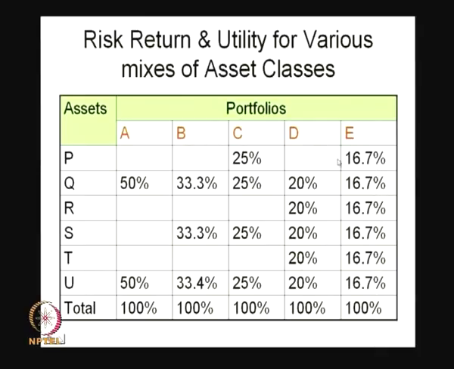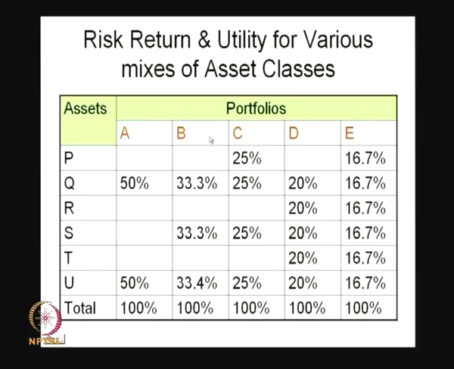Here we are not at all considering P, and equal weightage has been given to Q, R, S, T, U. For C, we are not considering T and R; we have taken only P, Q, S and U, and we have given 25% weightage to all assets. And for B, what have we taken? We have taken Q, S and U, with 33.3% investment in each of the assets, which is nothing but an equal division. And here also equal weightage has been given, 50% of Q and 50% of U.